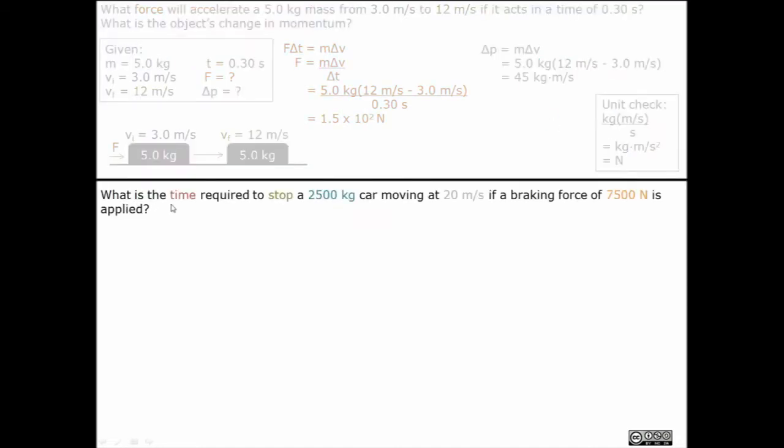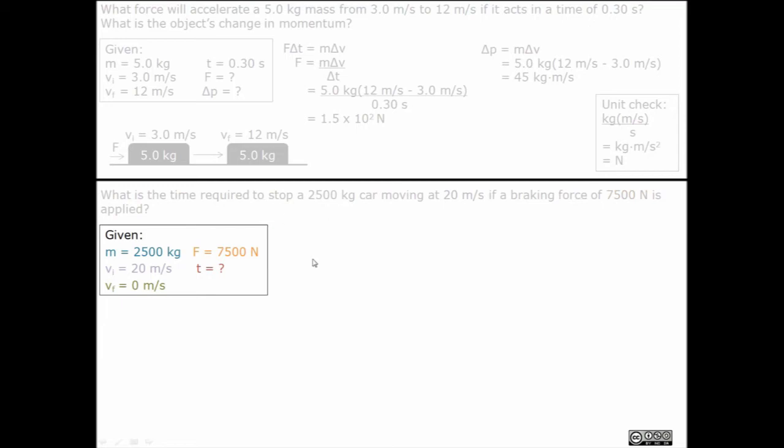What is the time required to stop a 2,500 kilogram car moving at 20 meters per second if a braking force of 7,500 newtons is applied? From the question, you are given the following information. The mass is 2,500 kilograms, the initial velocity is 20 meters per second, the final velocity is 0 meters per second, and the braking force is 7,500 newtons, and we are looking for time.